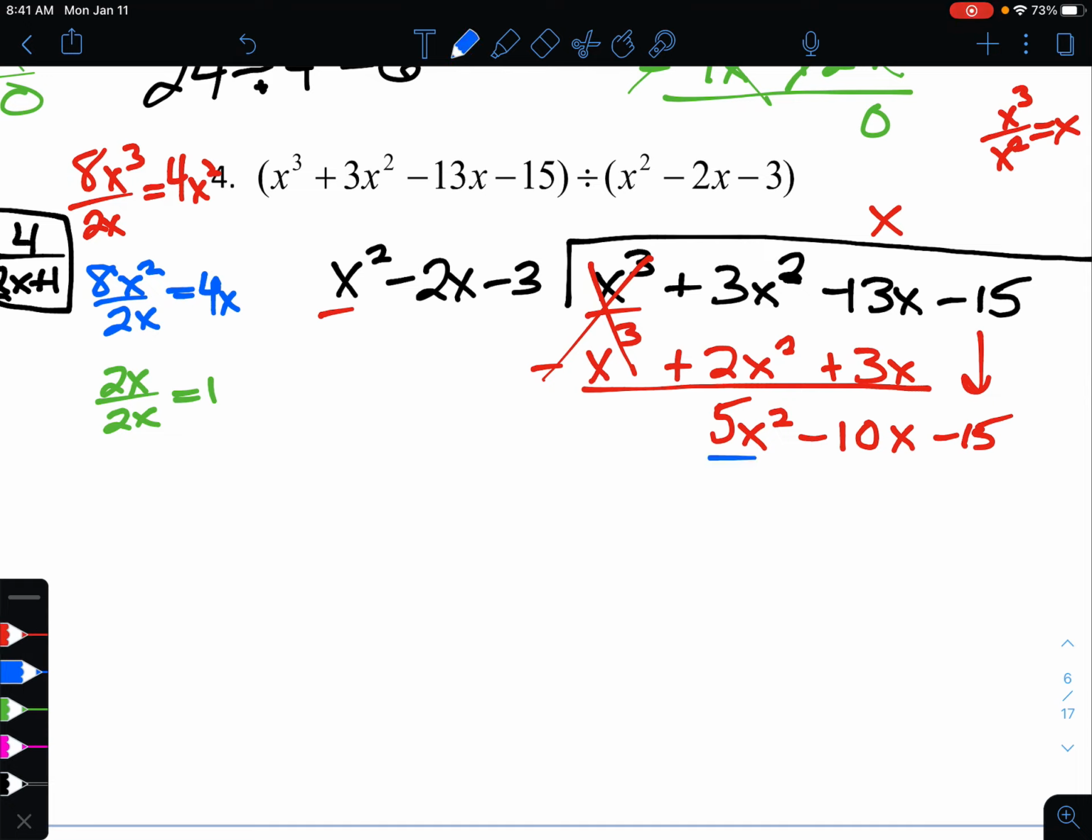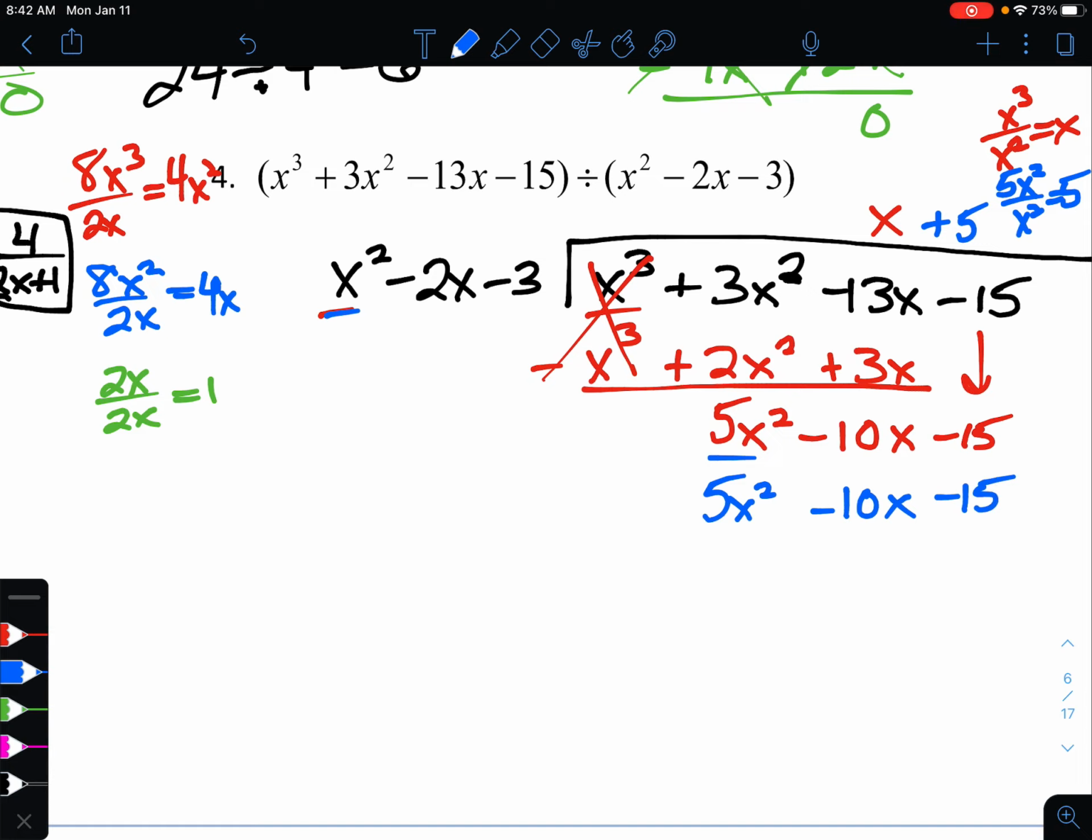So now we're taking the 5x squared, dividing it by x squared. And 5x squared divided by x squared is just 5. So we'll put a plus 5 on top of our division bar, multiply it through. So 5 multiplied by x squared is 5x squared. 5 multiplied by negative 2x is negative 10x. And 5 multiplied by negative 3 is negative 15.